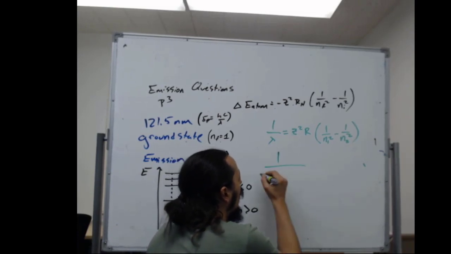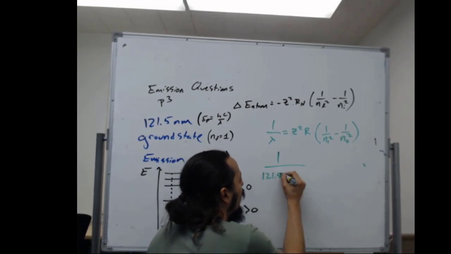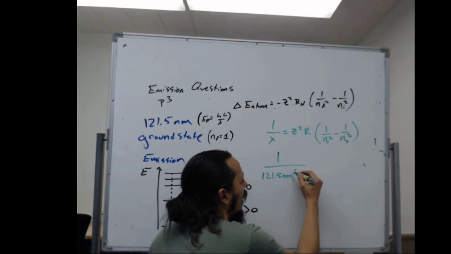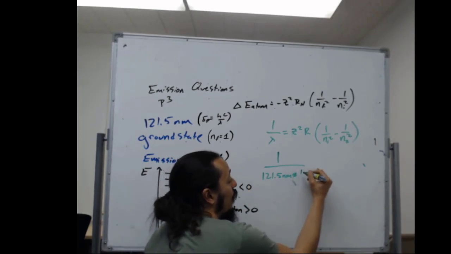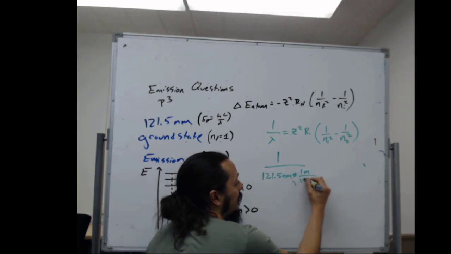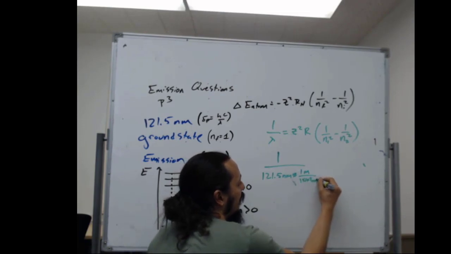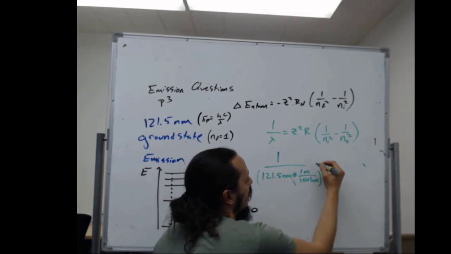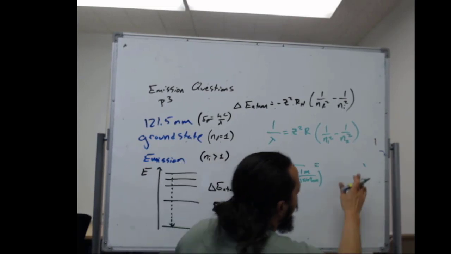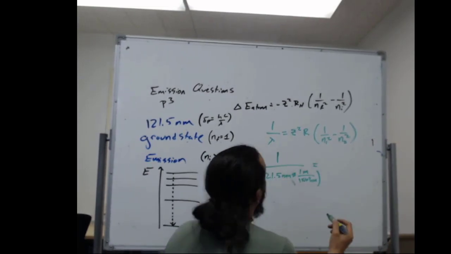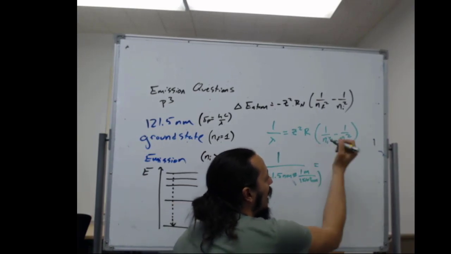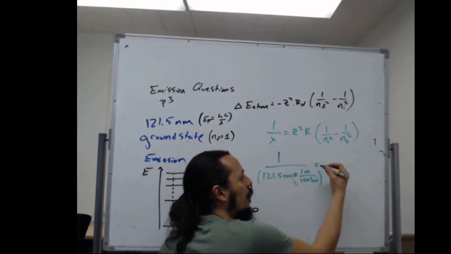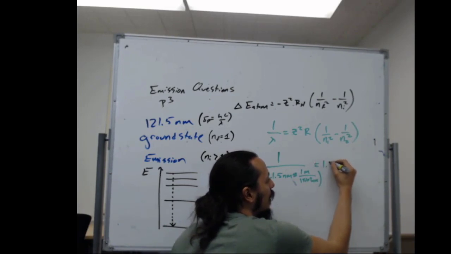I've got 1 over 121.5 nanometers. Got to do my conversion, so I'll multiply by 1 meter over 1 times 10 to the 9 nanometers. That's going to be equal to, I didn't give myself enough space, that's okay. This is a hydrogen atom, so Z squared is equal to 1. The Rydberg constant for this version of the Rydberg equation is that 1.